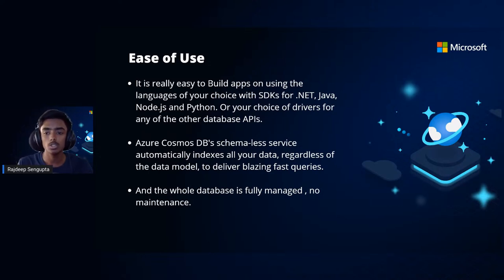It is really easy to build apps using the language of your choice with SDKs for .NET, Java, Node.js, and Python, or your choice of drivers for any other database APIs, like we used MongoDB in our case. Azure Cosmos DB is a schema-less service that automatically indexes all your data regardless of data model to deliver blazing fast queries.